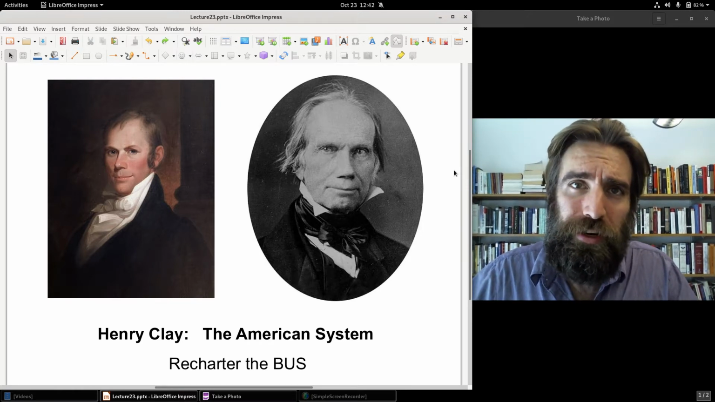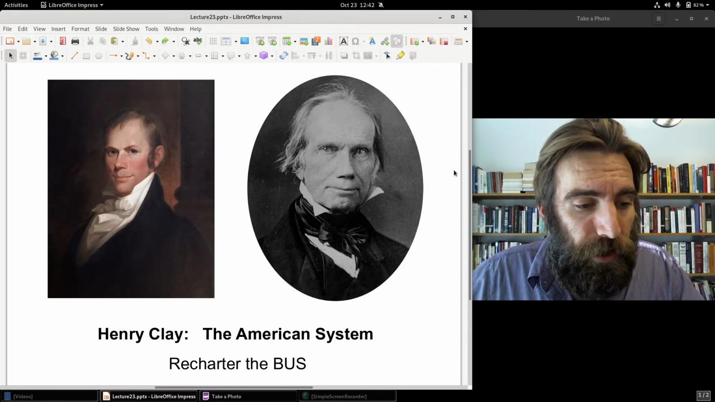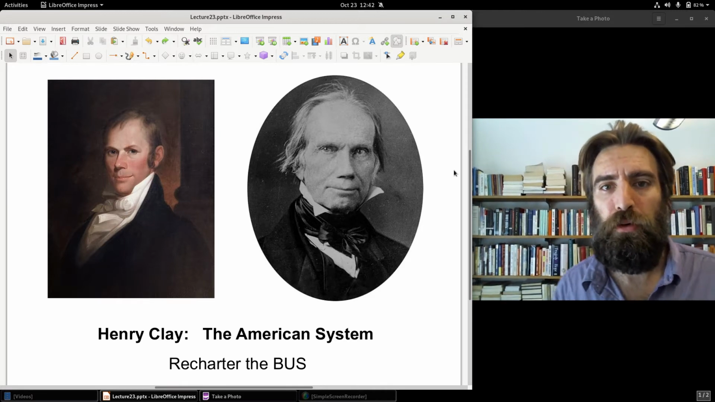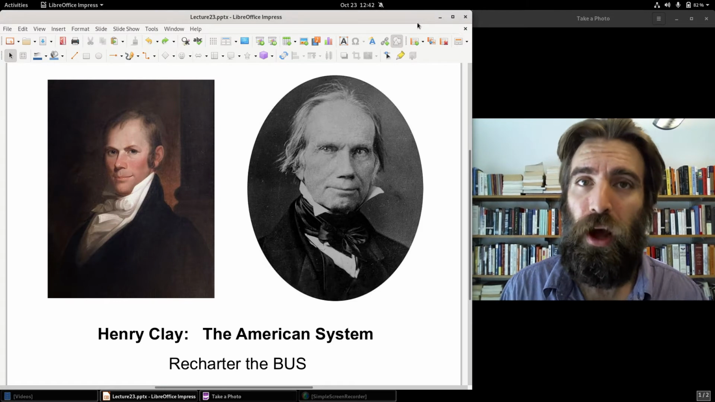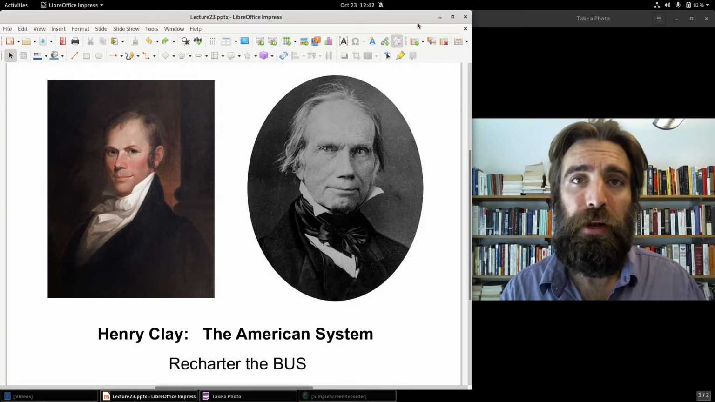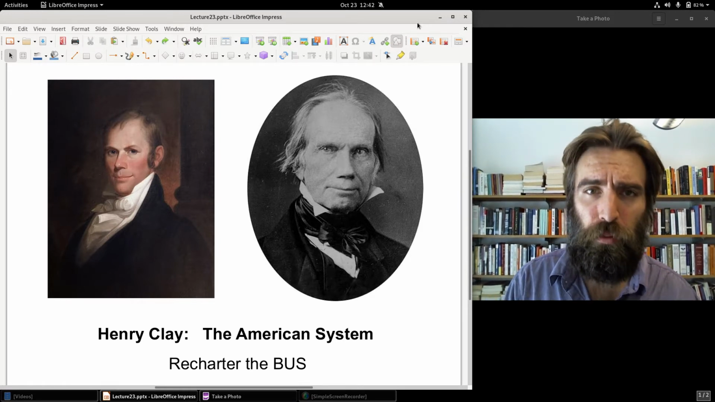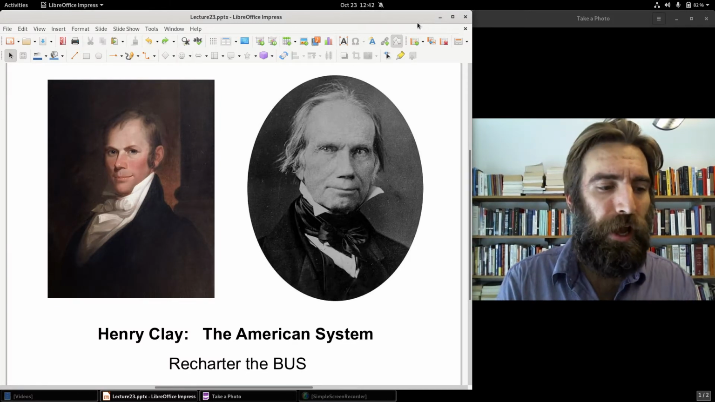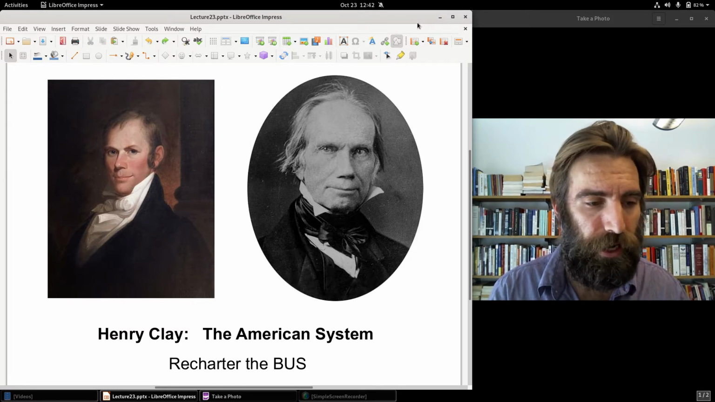Henry Clay was born in 1777, illustrious career in the Congress. He was born in Virginia, but at age 20 he moved to Kentucky, established a flourishing law or legal career, and then became a plantation owner. Had a tobacco and hemp plantation, 600 acres with 60 slaves. He represented the West, and Henry Clay, again, an illustrious career in the House and the Senate.